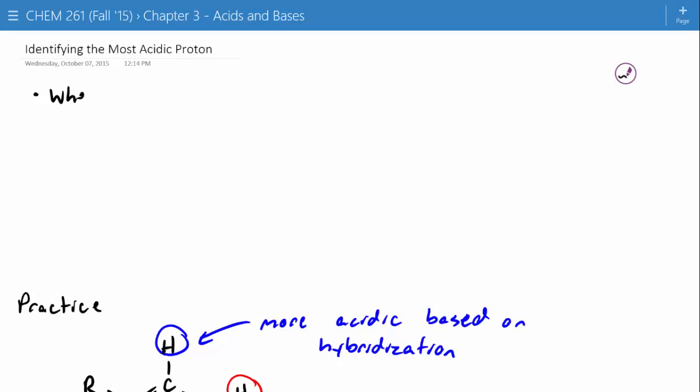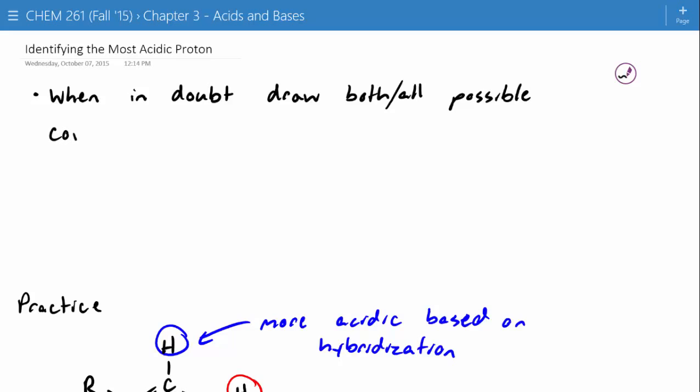The first hint is, when in doubt, draw both possible conjugate bases and compare their stabilities.